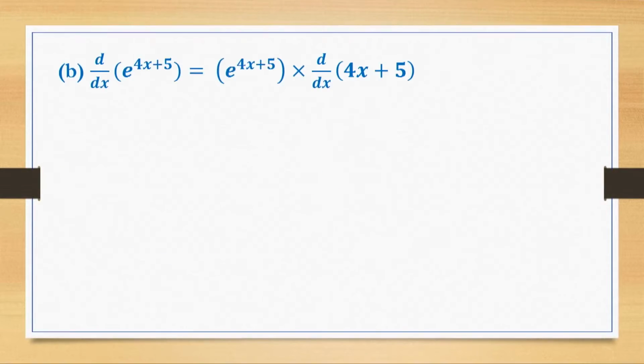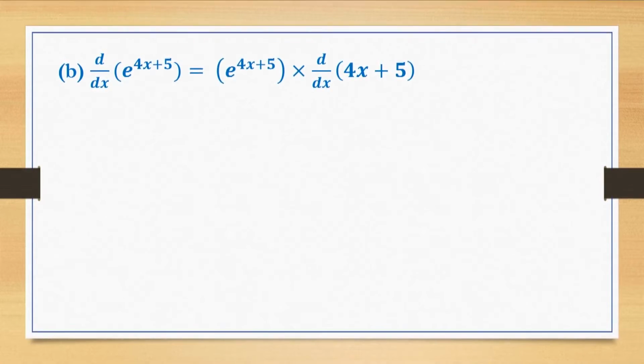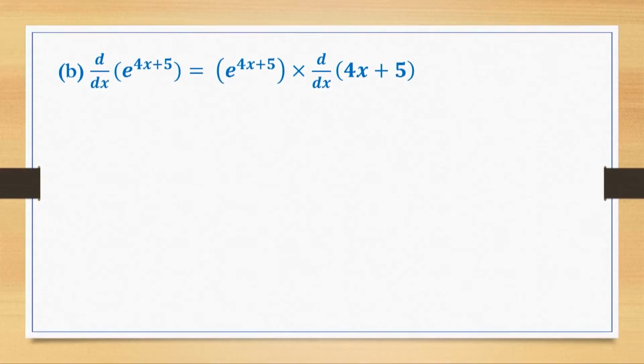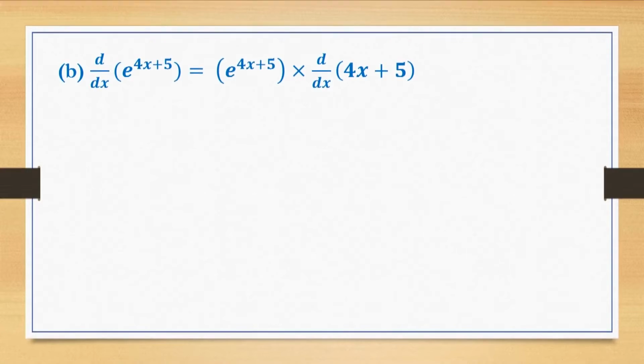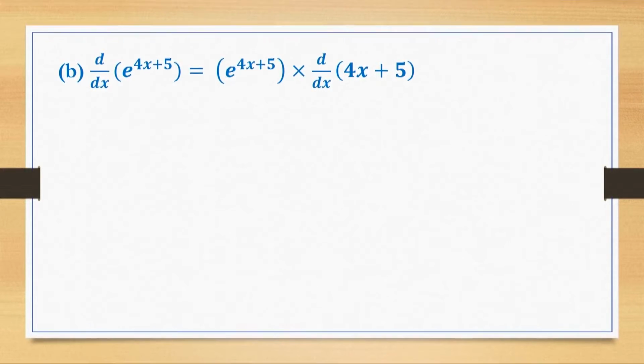Part B, differentiate e power 4x plus 5. So I get e to the power of 4x plus 5 times the derivative of the power, which is 4. So the answer will be 4 e to the power of 4x plus 5.